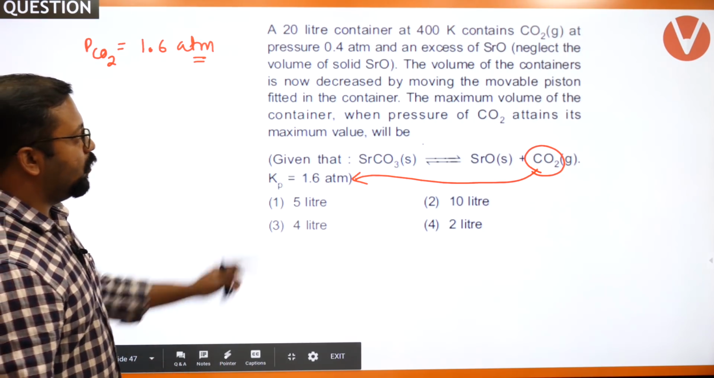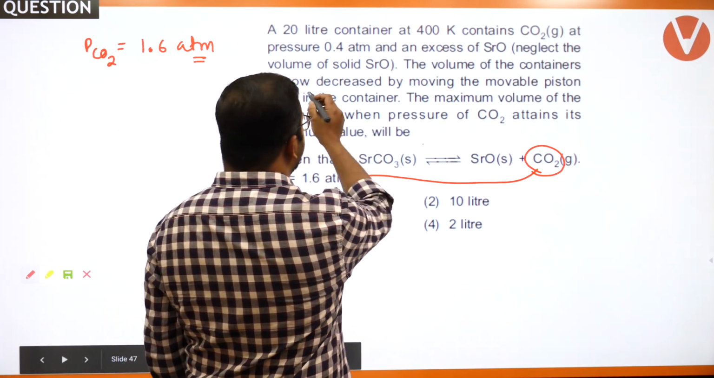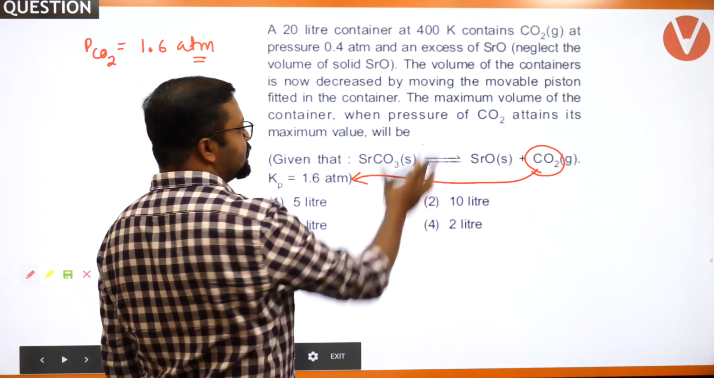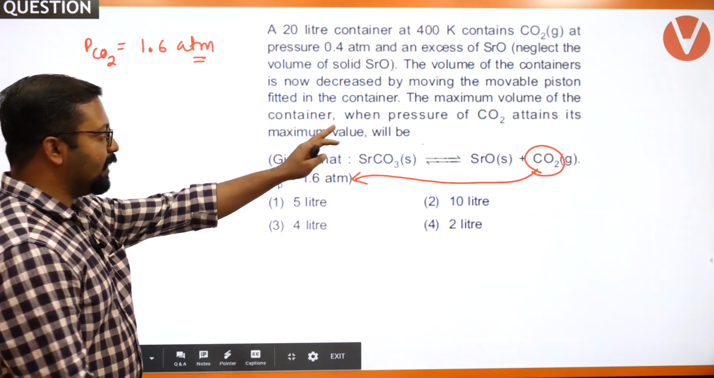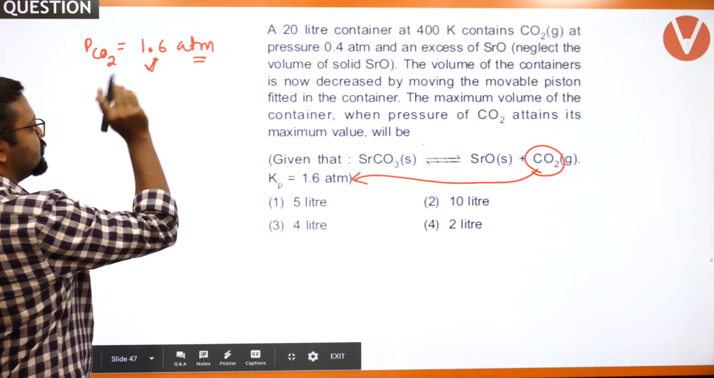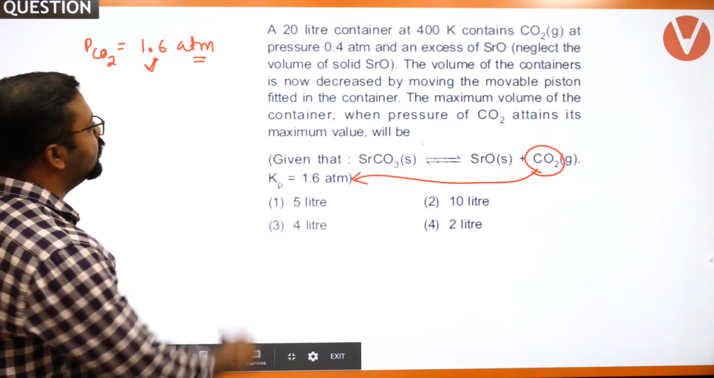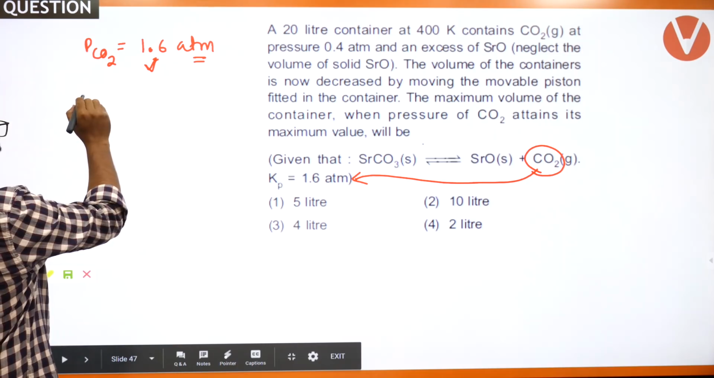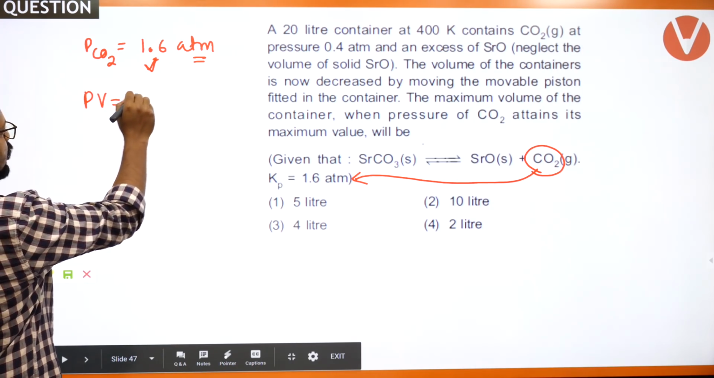Okay. The volume of the container is not decreased by moving. The maximum volume needs to be calculated when the pressure attains its maximum value. So this is the pressure which has attained its maximum value. Now I take this equation, PV = nRT.